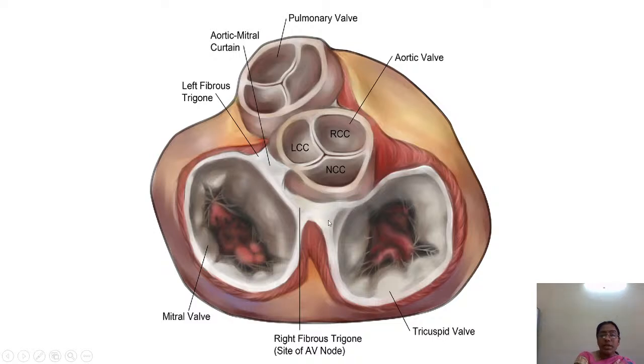Both are forming the trigone, called the right fibrous trigone on the right side and the left fibrous trigone on the left side. These are the trigones which are forming here.